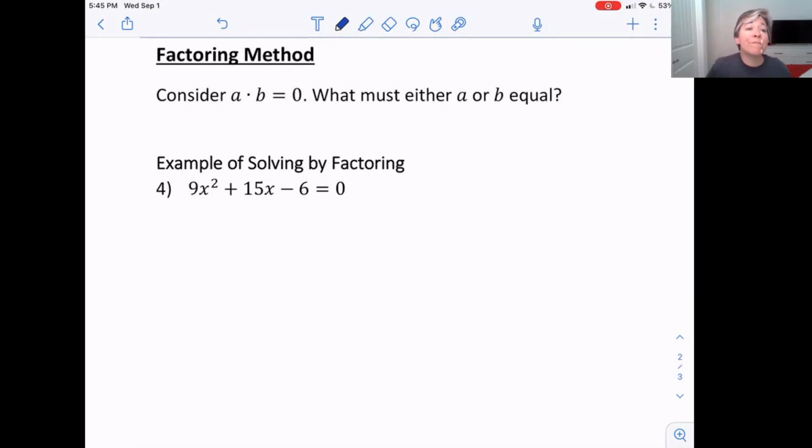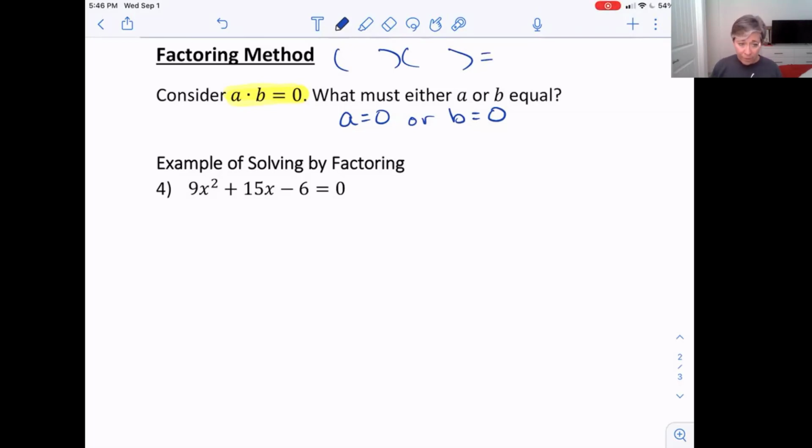Our next method is the factoring method, and that's based on this concept here. If you have 2 variables, a times b equals 0, what must either a or b equal? Well, either a equals 0 or b equals 0. So that's kind of the product rule of 0. When you multiply and you get 0, somebody has to be 0. So when you are factoring, you are putting things into factors that multiply to equal a number.